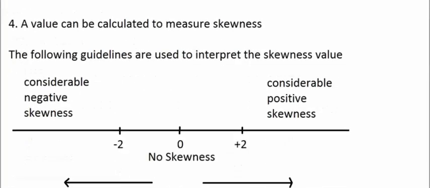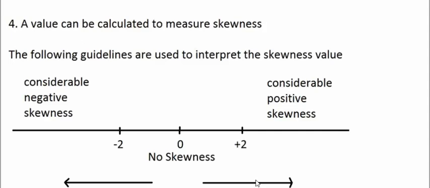Point number 4, a value can be used to measure skewness. So far we've been talking about looking at a graph to judge the skewness of a data set, to decide what type of skewness it has. But you can actually calculate a value that tells you the type of skewness in a data set, and it's called a Skewness Statistic. And we're not going to be calculating it in this class because it's too hard to calculate, but I just want you to know that it exists. And I want you to also know how it's interpreted, how people make sense of it.